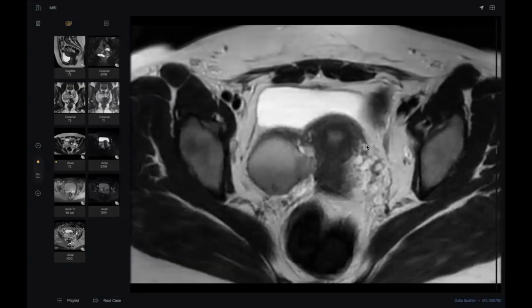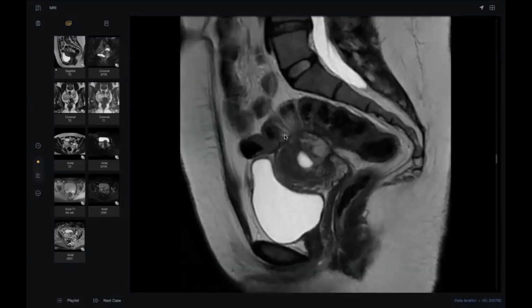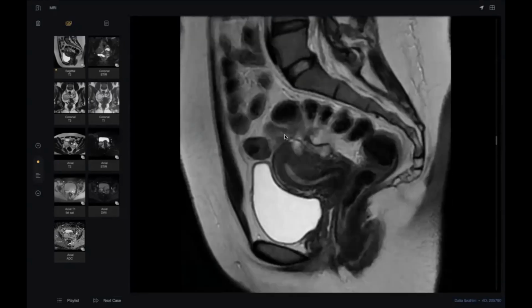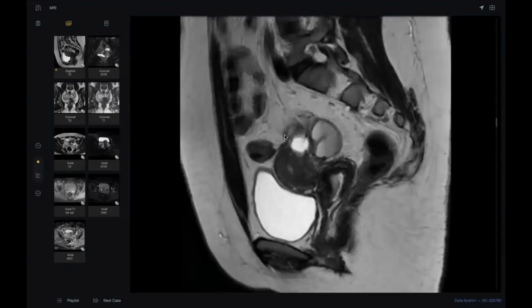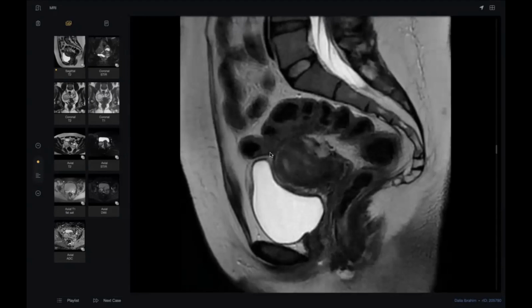Give me your final diagnosis. These are bilateral ovarian endometriotic cysts with hematosalpinx, giving rise to clover leaf sign and kissing ovaries. I would refer the patient to gynecological MDT for further management. Thank you, doctor, so much.